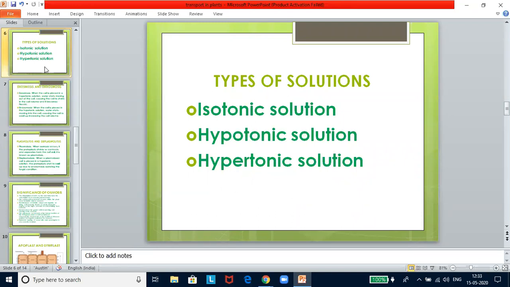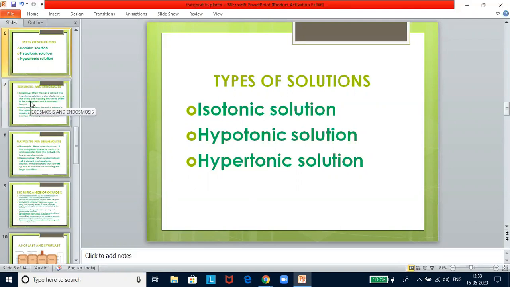If a cell is placed in an isotonic solution, the amount of water leaving the cell equals that entering the cell, and therefore there is no net movement of water in the cell. When the concentration of the outer solution is higher than the concentration of the cell sap, the solution is called hypertonic solution. When the concentration of the outer solution is lower than the concentration of the cell sap, the solution is called hypotonic solution. Now, if a cell is placed in pure water or hypotonic solution, endosmosis will take place and net movement of water occurs into the cell.